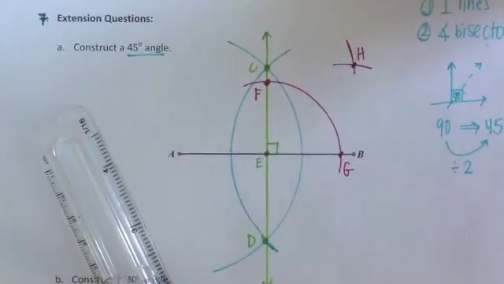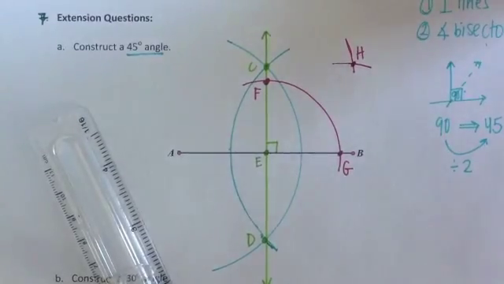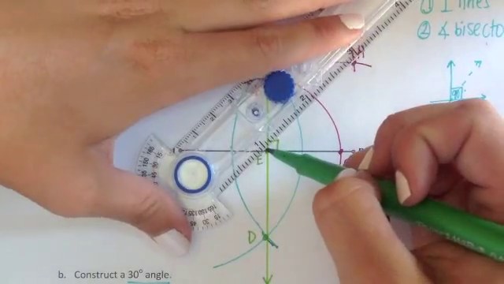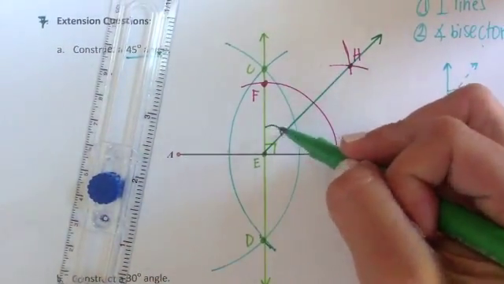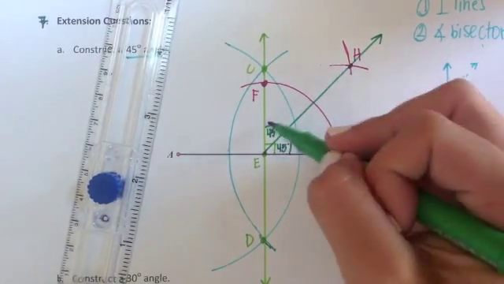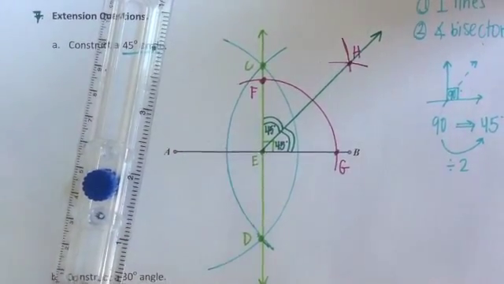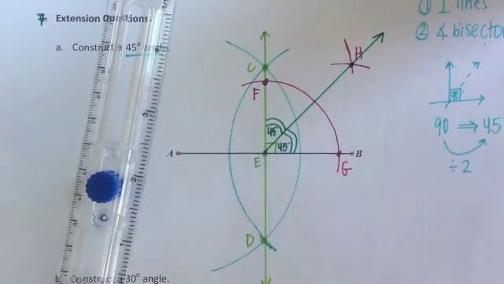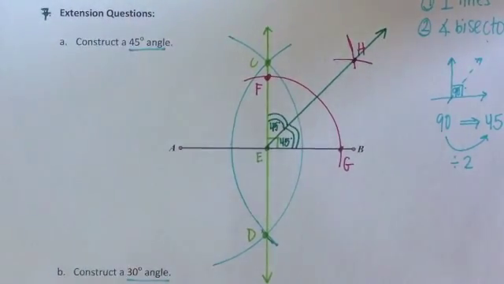I know it's starting to look a little crazy, but remember our goal is to create a 45-degree angle. So now I need to connect E to H. So now I have a 45-degree angle here and a 45-degree angle here. These two angles are congruent to one another because of the angle bisector construction that we just used. So pause this video, try it on your own, and then when you come back we'll look at constructing a 30-degree angle.